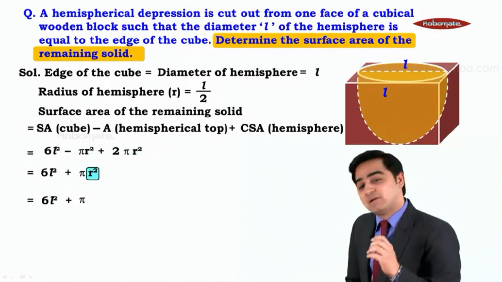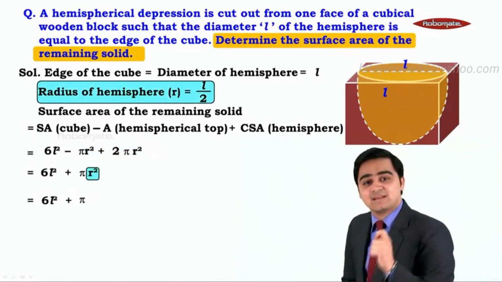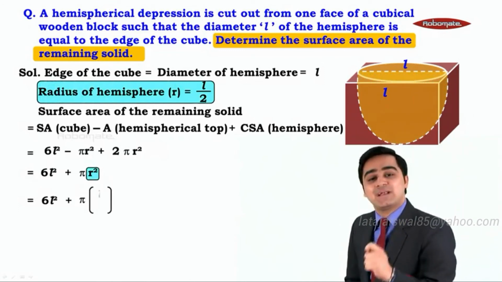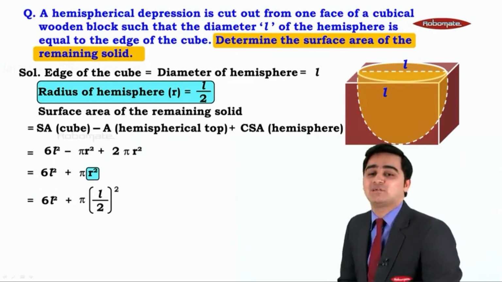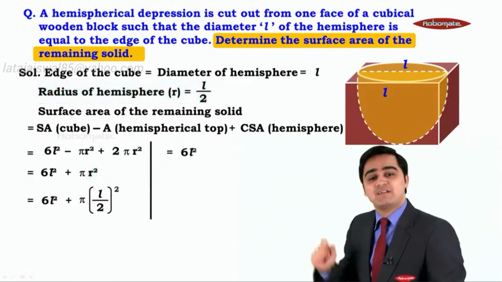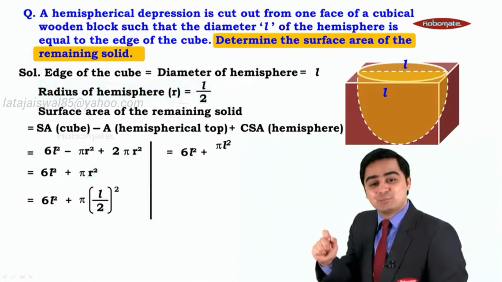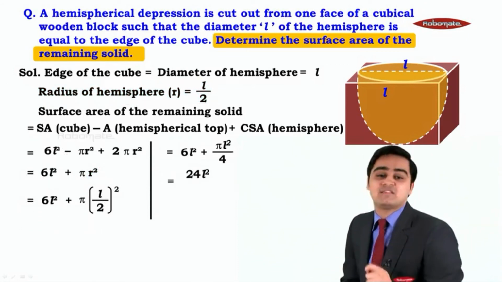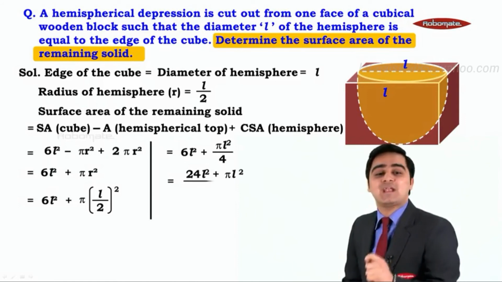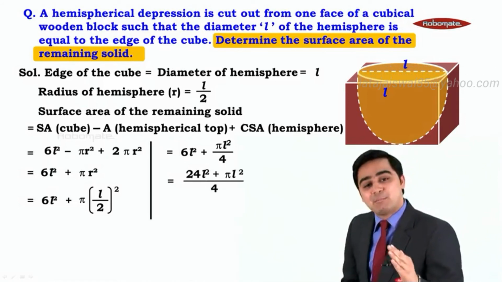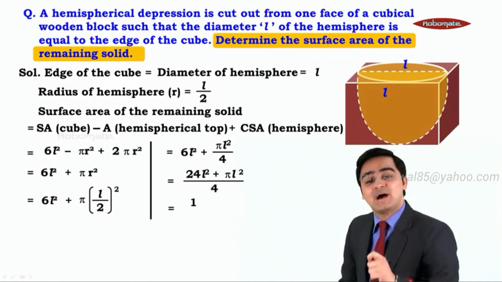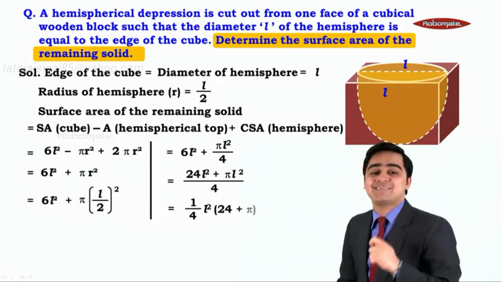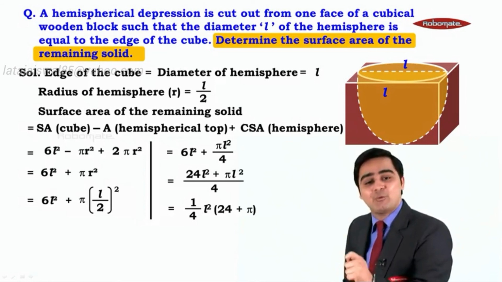In place of pi, we'll write pi, and we know that r, that is radius of the hemisphere, is L upon 2. So let us substitute. So in place of r, we'll write L upon 2 the whole square. On further solving, we have it is equal to 6L square plus pi L square upon 4. If we take the LCM, it is equal to 24L square plus pi L square upon 4. Now let's separate the denominator. So it is equal to 1 upon 4. In the numerator, we can take L square common, and inside the brackets, we are left with 24 plus pi.